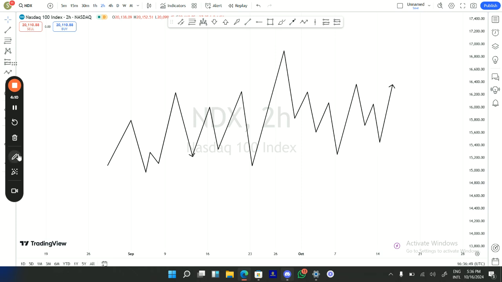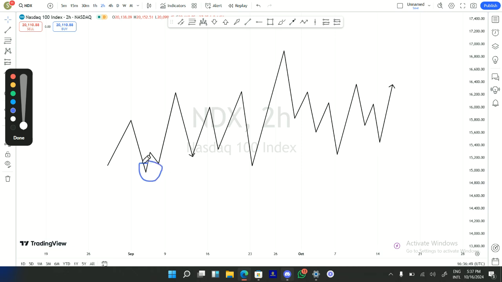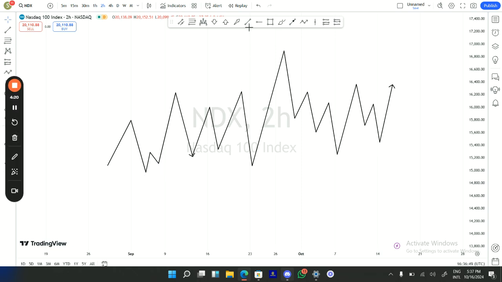Now the low right here is this particular low right here. This was the last low the market created, and that is where we're going to be starting from. After that low has been spotted, now mark out the high that created that low.